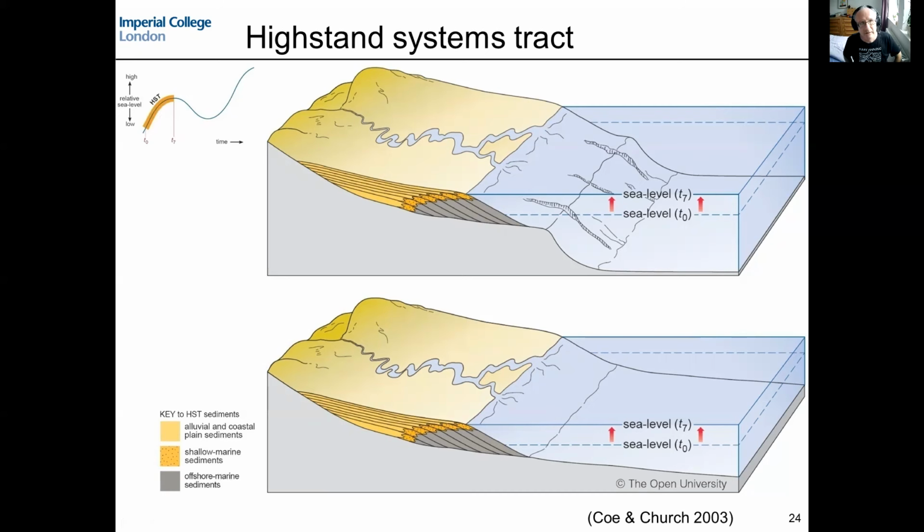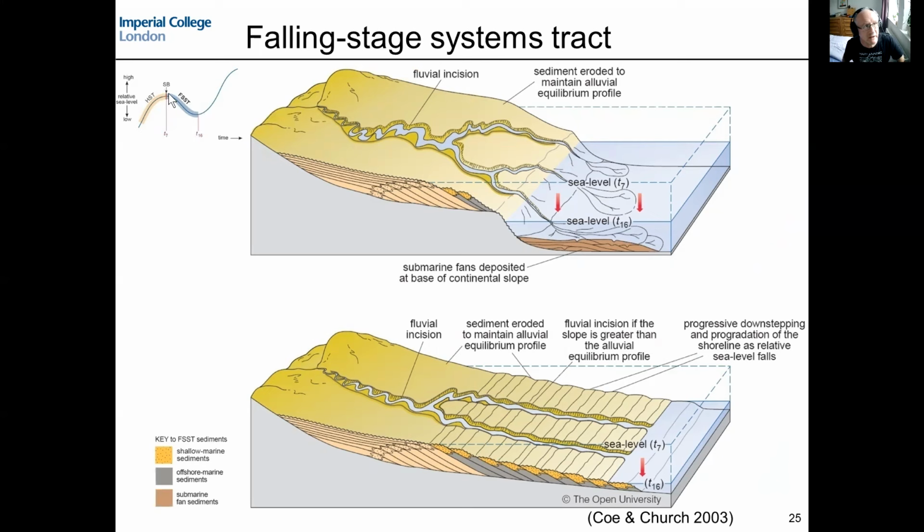So let's move now to carry on through the sea level curve. We've reached the highest point, and now sea level is falling. Okay. So we're looking now at a part of the sea level curve which is linked to the falling stage systems tract. Sometimes you might see this referred to as the early Lowstand systems tract. The key thing though is we're thinking about relative sea level and the accommodation changes that imposes. We have a decrease in accommodation.